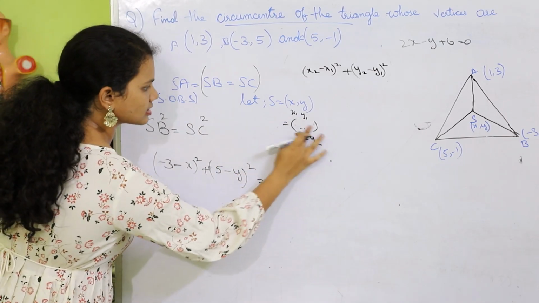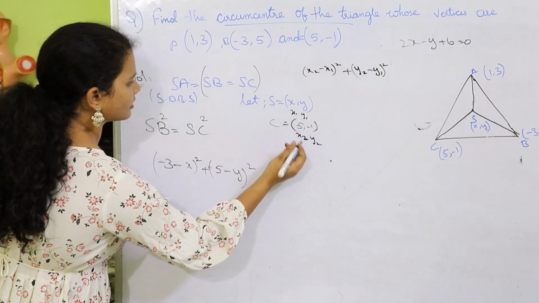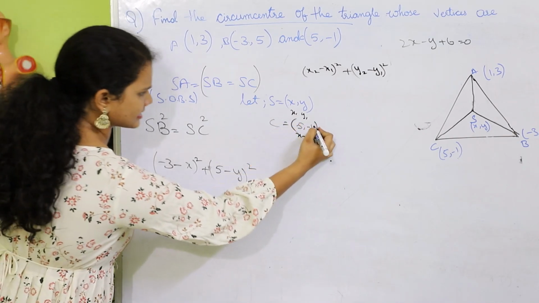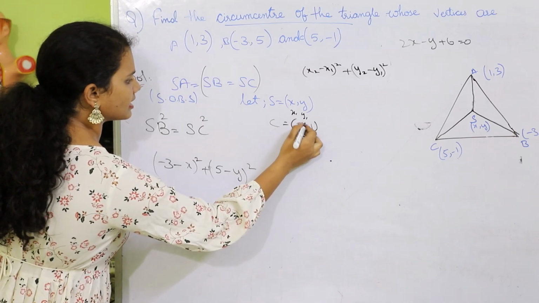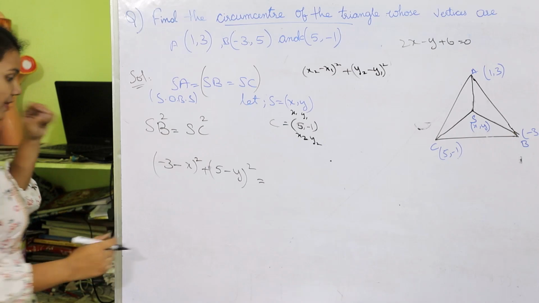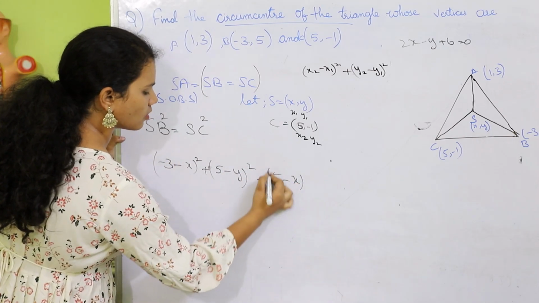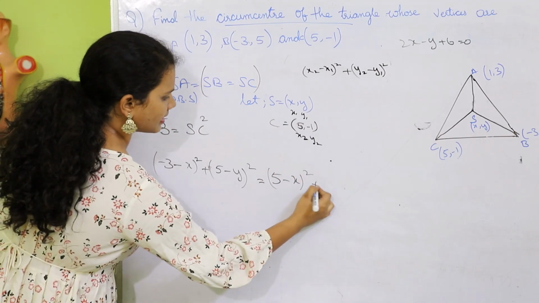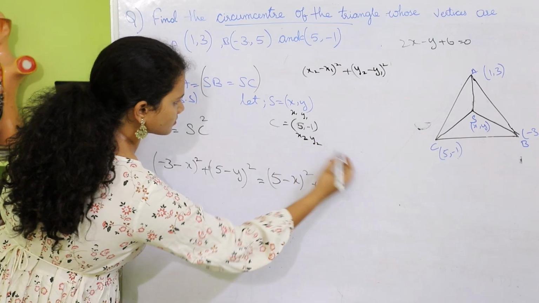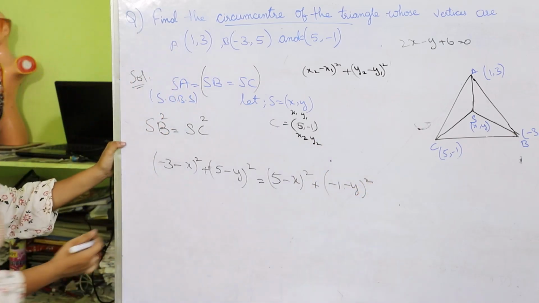So what you do, you substitute C values over here, where C is equal to what? 5 comma minus 1. Clear? C is equal to 5 comma minus 1. x2 y2 as it is. Okay. Now here C x2 means (5 minus x) whole square plus (minus 1 minus y) whole square. Clear? Now here comes the process guys.